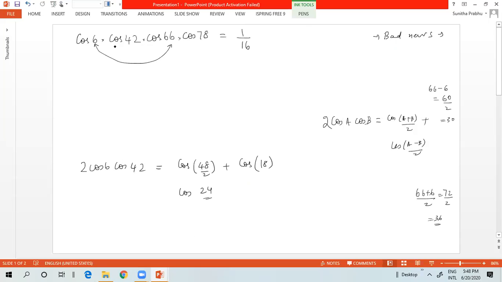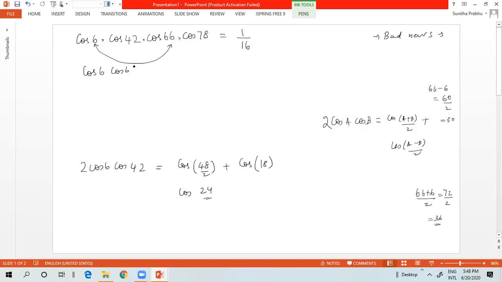So then I would have checked 6 and 66. With experience, you will know: 66 plus 6 divided by 2, 72 by 2, 36. You pick it up quickly. 66 minus 6 is 60, 60 by 2 is 30. So a quick inspection will give you that you have to choose these two together. Is it okay? Yes, sir. With that logic, continue, Vaishu.